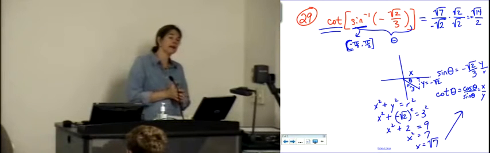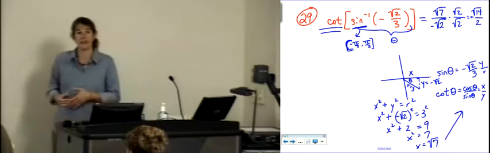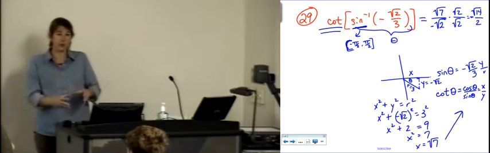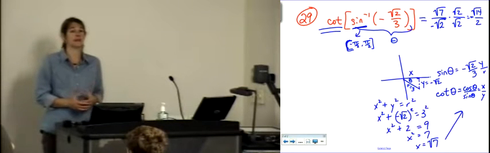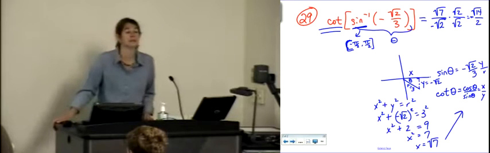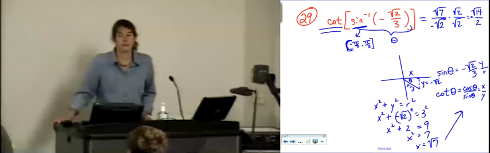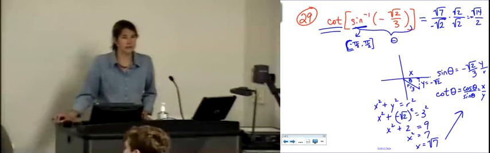Now, what we were looking at there was the cotangent of the angle that has a sine value of negative square root of 2 over 3. So first we drew the angle that has that sine value, and then from there we calculated what the cotangent would be for that same angle. Is there another question on this one? Anything else on this problem that's up right now?